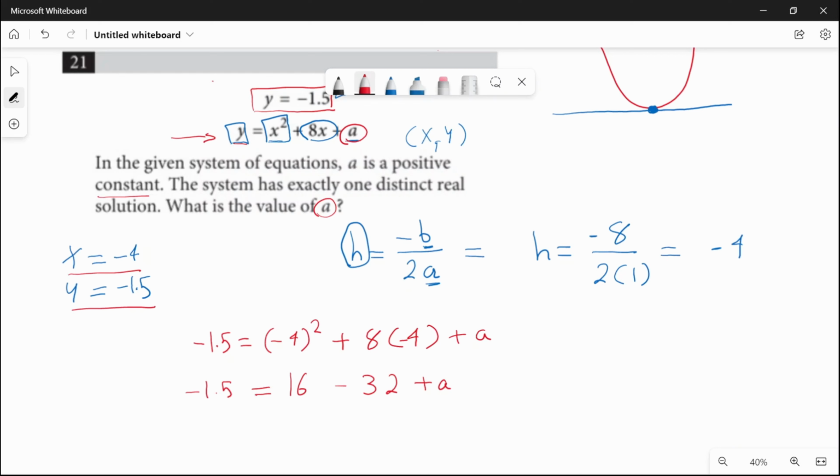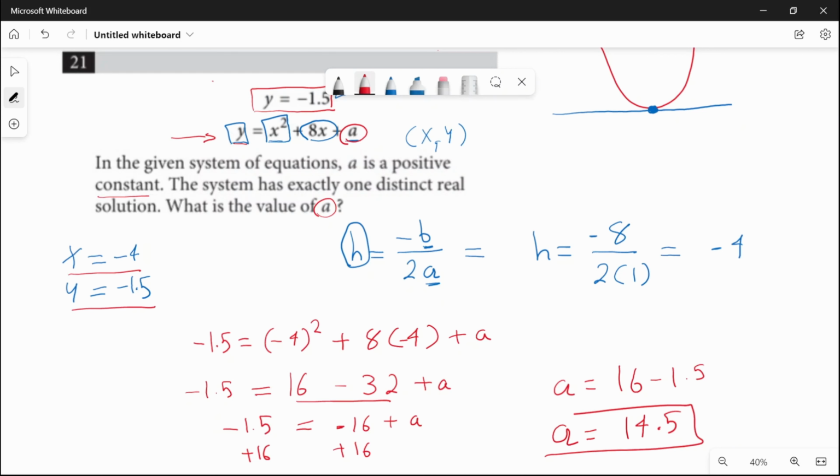Then the next step is subtracting these two values, so we will have negative 16 plus a equal to negative 1.5. Then we will add 16 to both sides, so we will have a equal to 16 minus 1.5, which is equal to 14.5. So the answer for this question is 14.5.